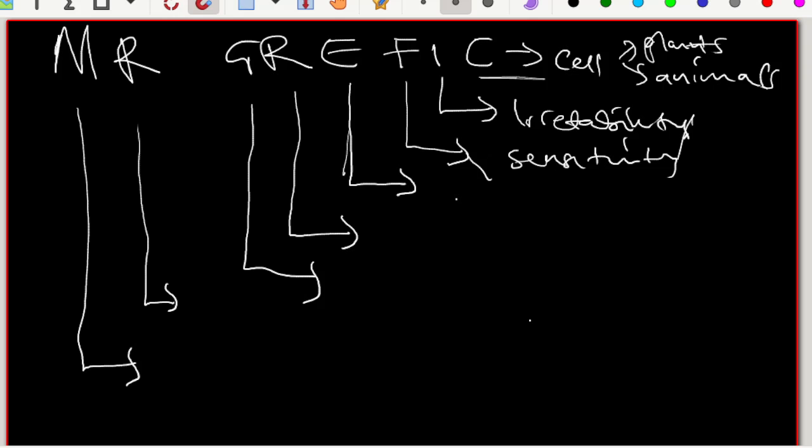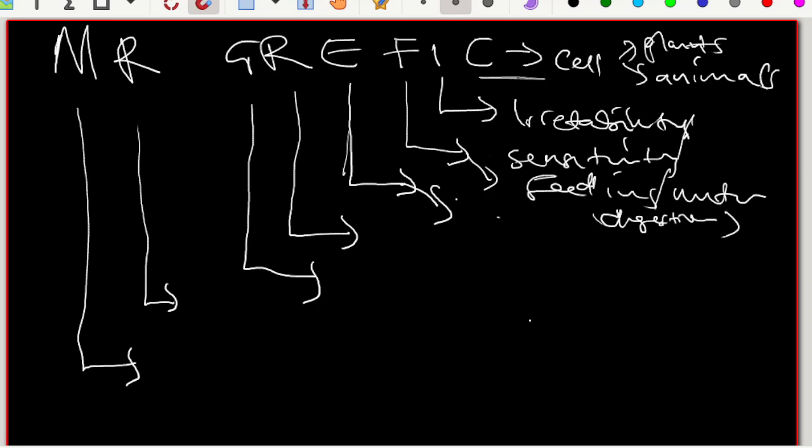Then the other one, this F, means what? Feeding or nutrition. That's why now we come and study what? Digestion. We understand how living organisms obtain nutrients. Then E here stands for excretion.